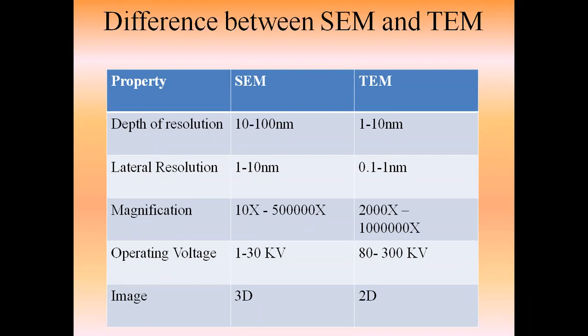Operating voltage will be low in the case of SEM, that is 1 to 30 kilovolt, and in the case of TEM, there will be a high voltage, that is 80 to 300 kilovolt. The image will be black and white for both SEM and TEM. But in the case of SEM, it will be a 3D image, and in the case of TEM, it will be a 2D image. Fine. So this is all about your SEM and TEM.